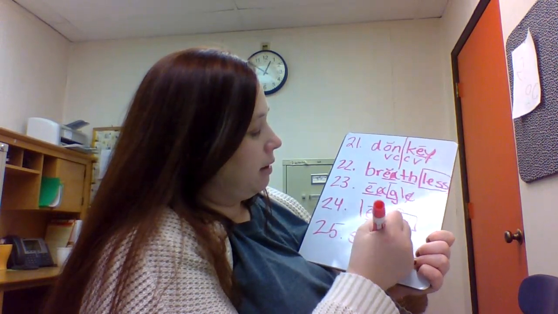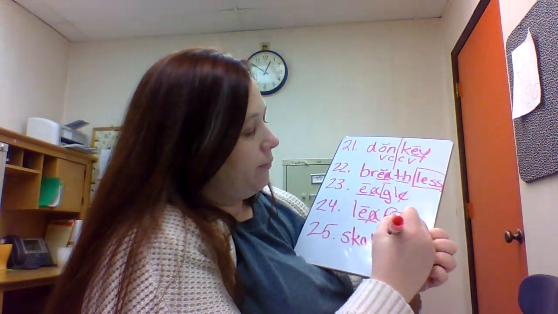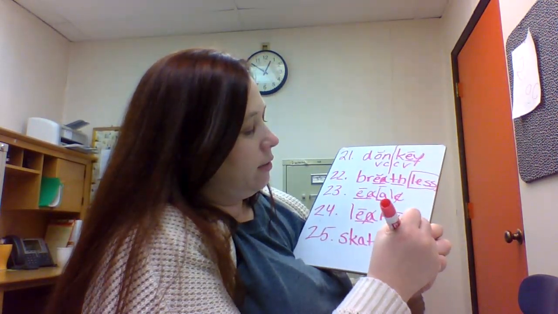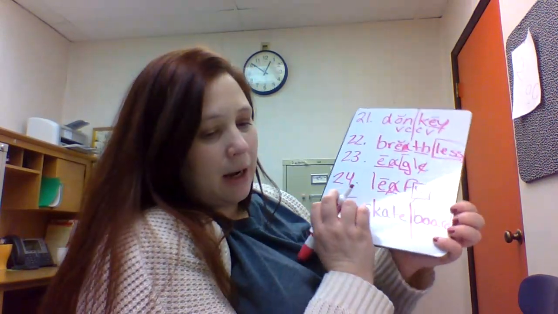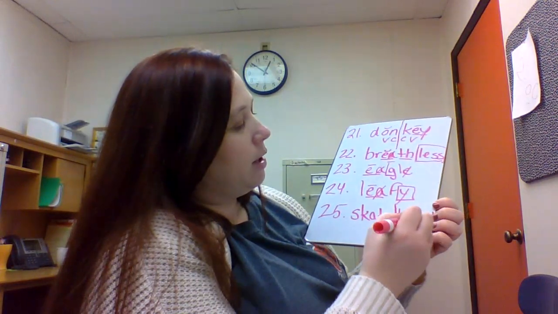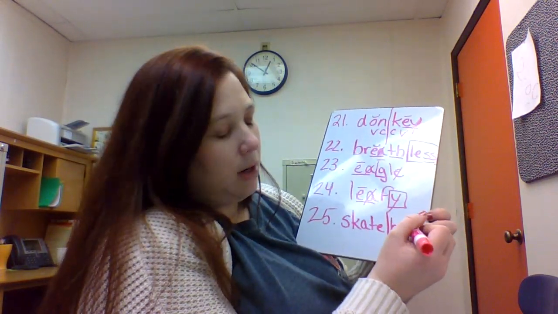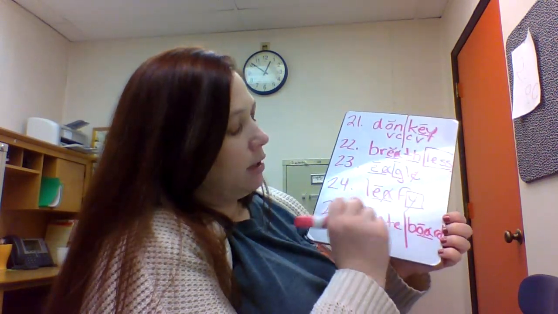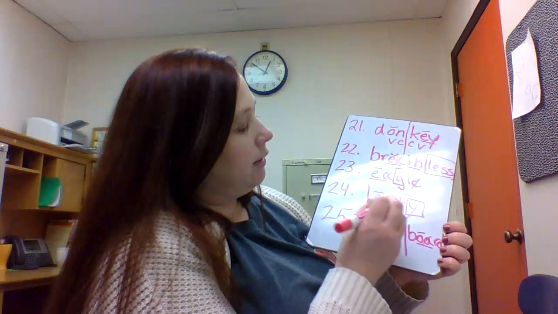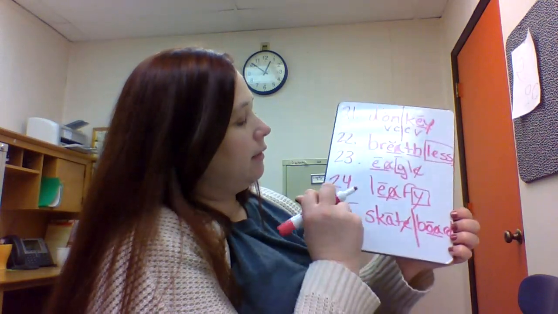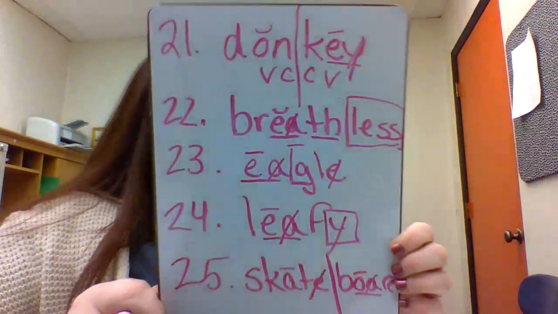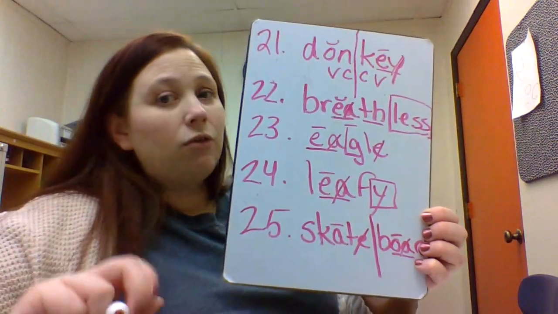And number 25, skateboard. This is a very big compound word. So we're going to draw a line between skate and board. Here we have the OA digraph where we mark off the A and the O gets a macron. And then we have A, consonant, E. Our E is sneaky, gets marked off, and the A says its name. Go ahead and make sure you have all those down, and then draw a line to the picture.